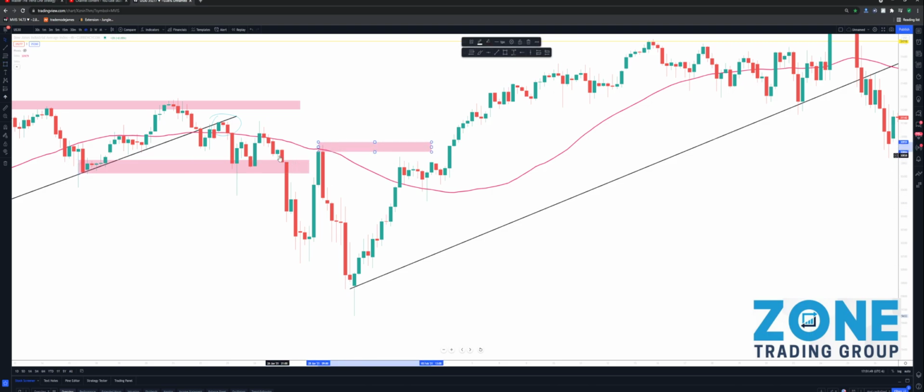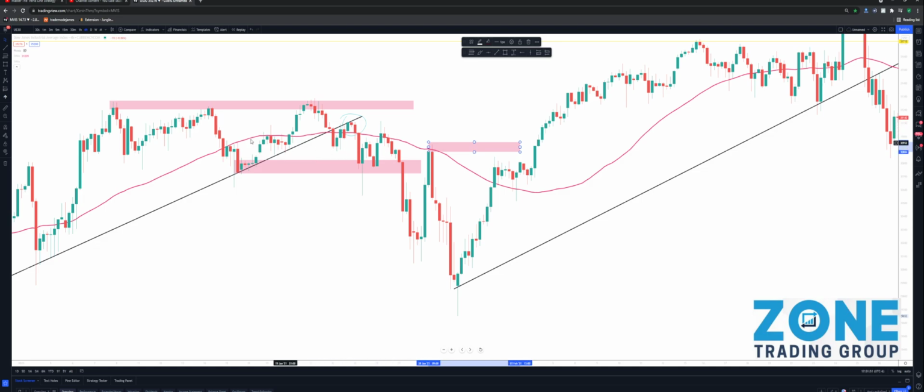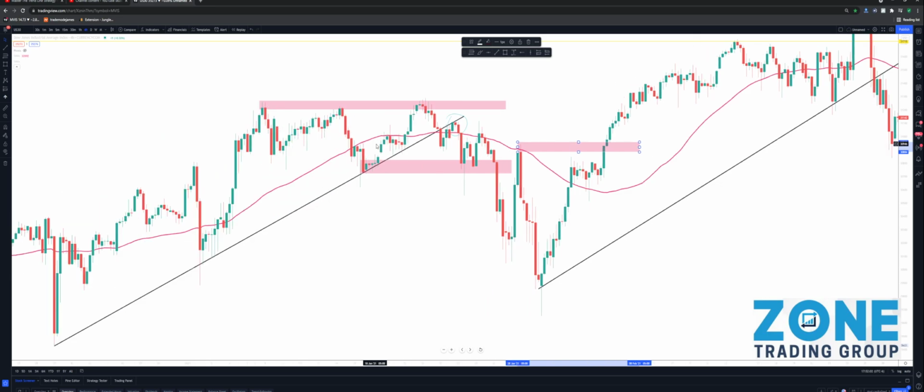We know that's a supply zone, and this had already been hit a couple times, so that's why it broke through it right here. Once you do that, you can take a buy right here when it breaks and closes above the supply zone. That's a buy signal. So there's all kinds of ways to make money in these markets, guys.